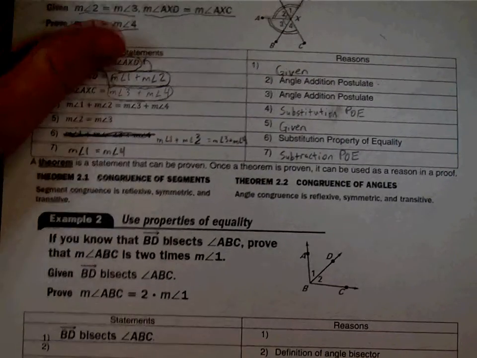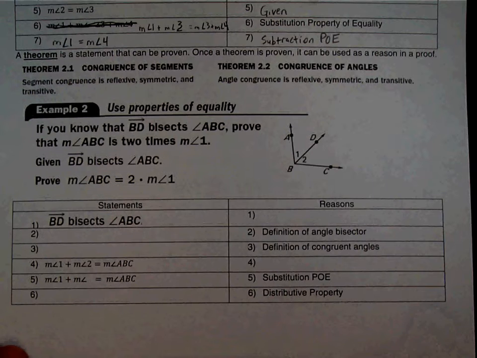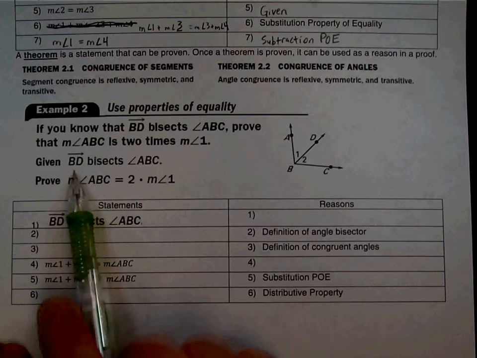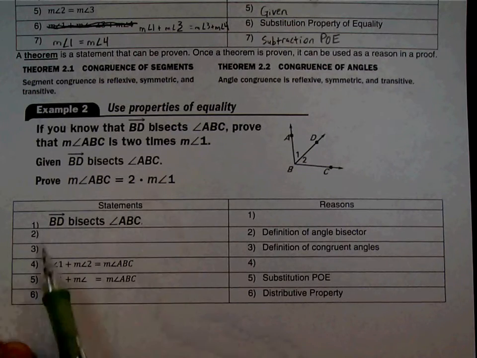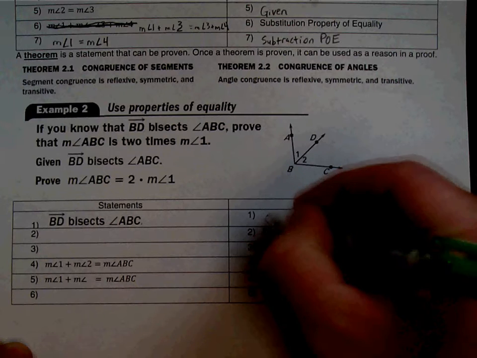So let's jump now to example number 2. And we're going to fill out this proof. Notice this time there's only one given. Ray BD bisects angle ABC. That's listed as step number 1, so we can give our reason as given.